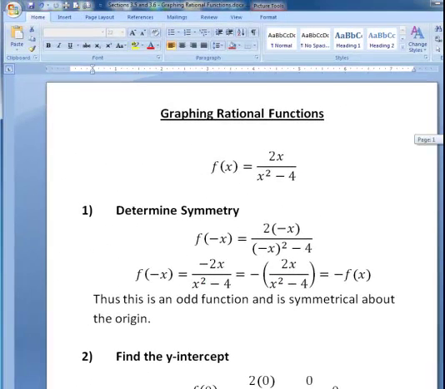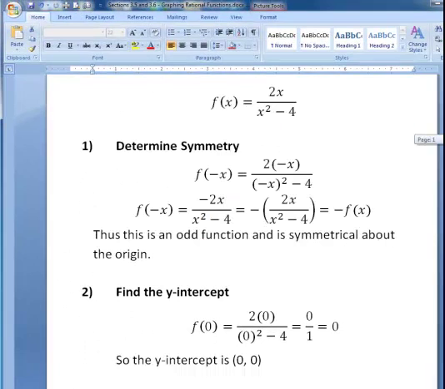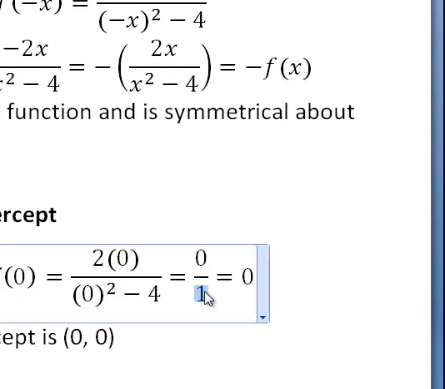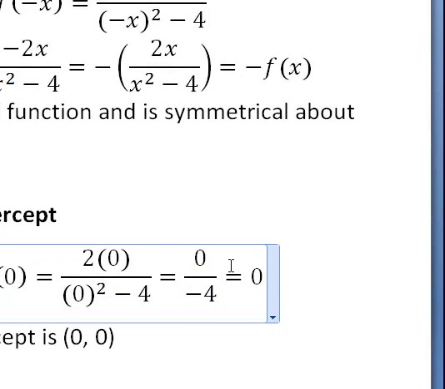The second thing we want to do is find out the y-intercept. If you remember, by definition, the y-intercept is always where x equals 0. So we take our original function again, f of x, which is 2x over x squared minus 4, and we plug in 0 for our x's, and that basically gives us 0 over negative 4, which is 0. So the y-intercept is 0, 0.